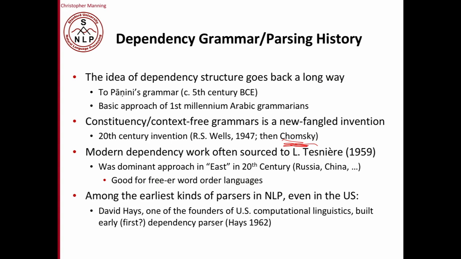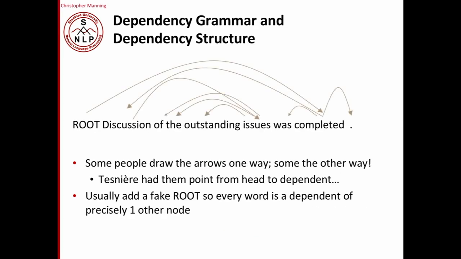Okay, so in modern work, there's this guy, Lucien Tesnière, and he formalized the version of dependency grammar that I've been showing you. So we often talk about his work, and it's long been influential in computational linguistics. Some of the earliest parsing work in US computational linguistics was dependency grammars, but I won't go on about that more now.